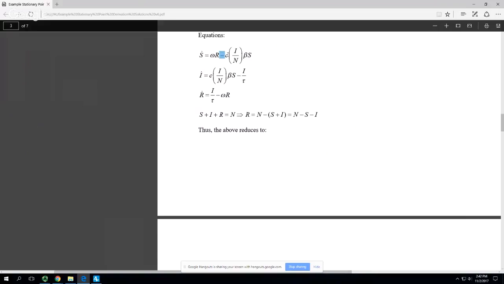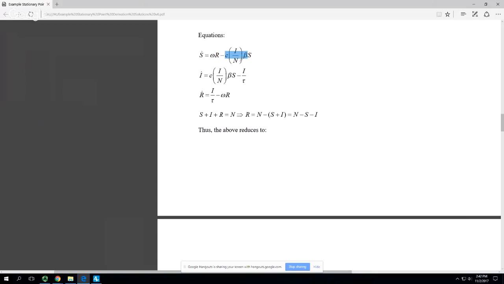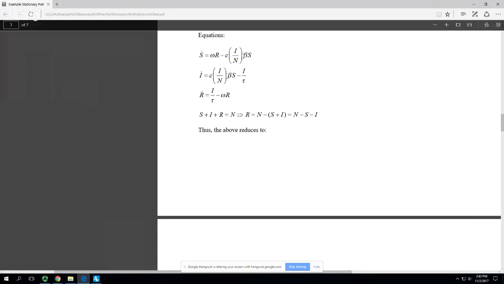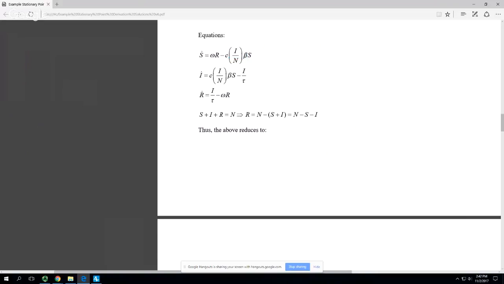The C is contacts with anyone. C times I over N is contacts per day with infectious people. Each contact, they have a probability beta of getting infected, and so we approximated the entire chance of being infected as C times I over N times beta. What do we term this C times I over N times beta? We have a special name for it. Force of infection. That's the chance per unit time, the hazard rate by which susceptibles are infected. And we multiply it by susceptibles to get the number of susceptibles who are infected per unit time.